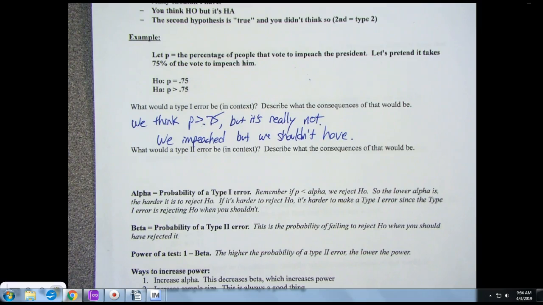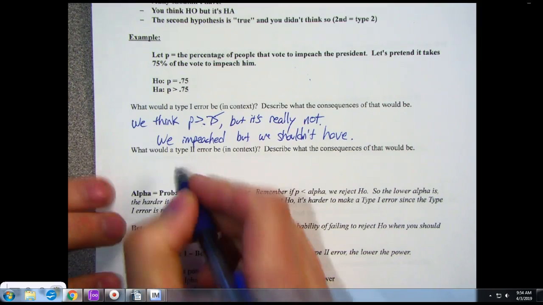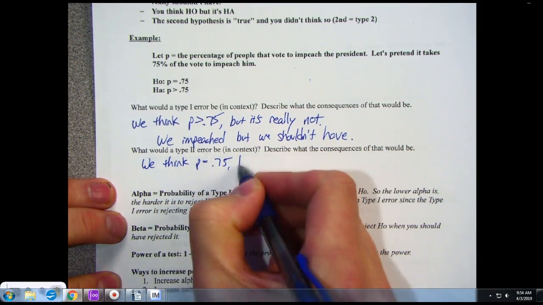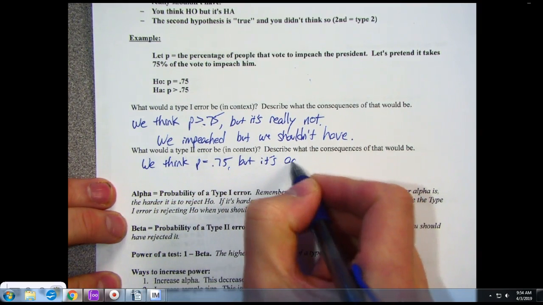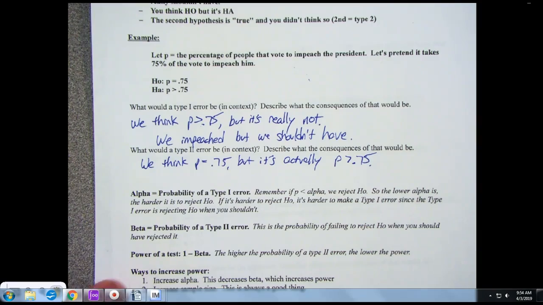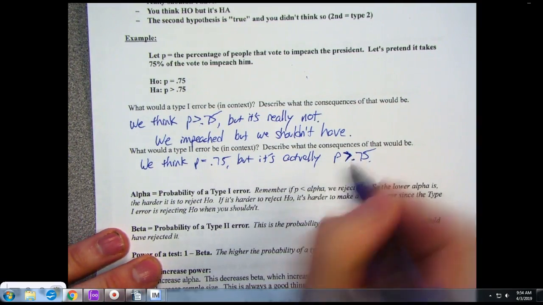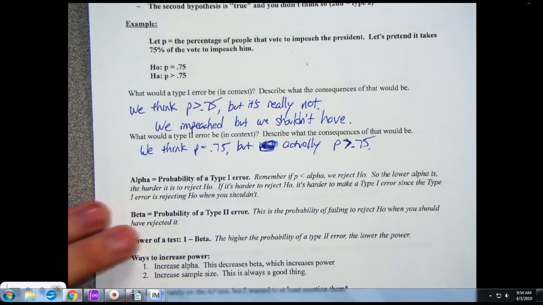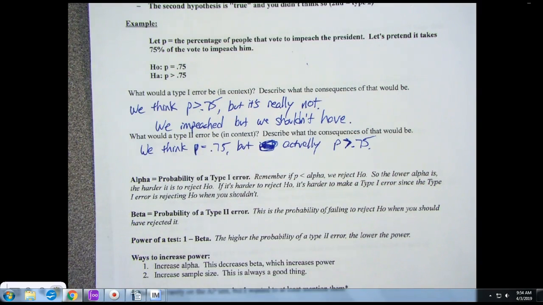But that's it. You just have to keep it straight which one is which. So type 2 error would be the opposite. We think P equals 0.75, but it's actually P is greater than 0.75. So what happened as a result of that in this situation? I didn't impeach, but I should have.